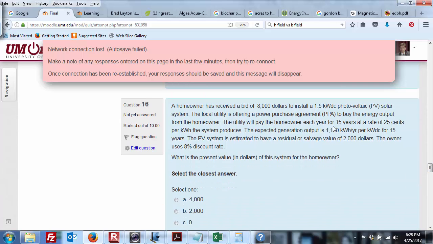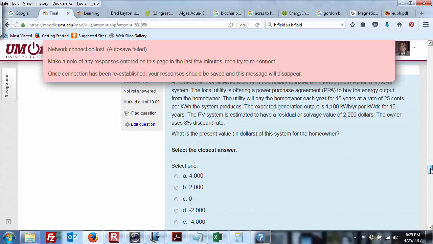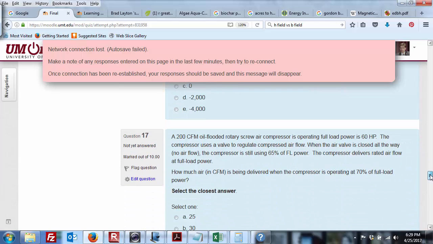Homeowners received a bid for $8,000 to install a 1.5 kilowatt PV system. The utility is going to buy it from the homeowner. Utility will pay the homeowner each year for 15 years at a rate of 25 cents. The expected generation is 110 kilowatt hours per kilowatt DC for 15 years. The PV system is estimated to have a residual salvage value of $2,000. The owner uses this. What's the present value? Okay, so we can do that. That's a good problem. We'll do that on Thursday.